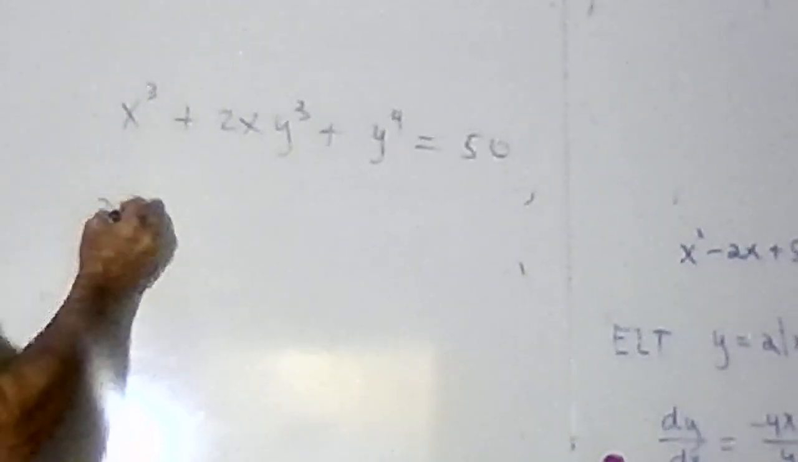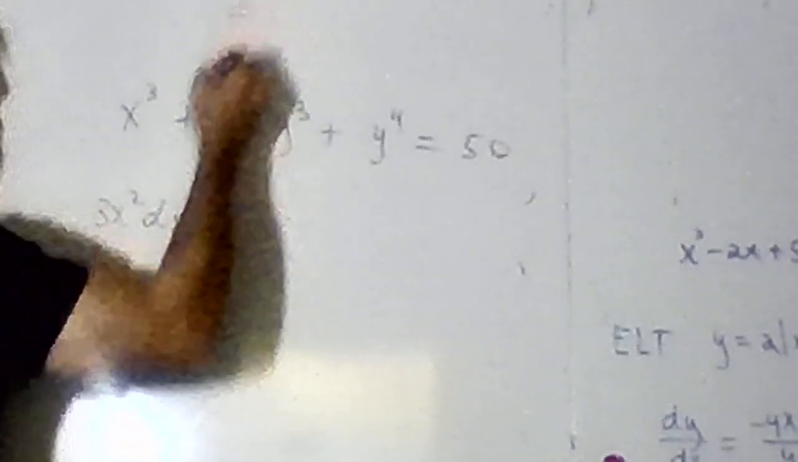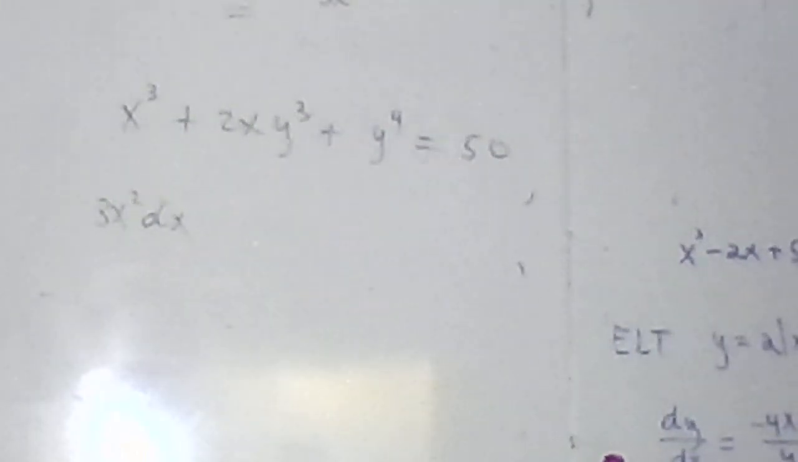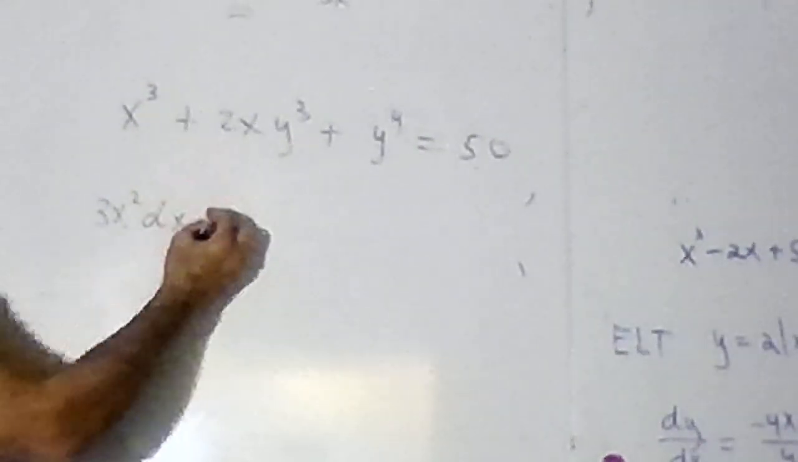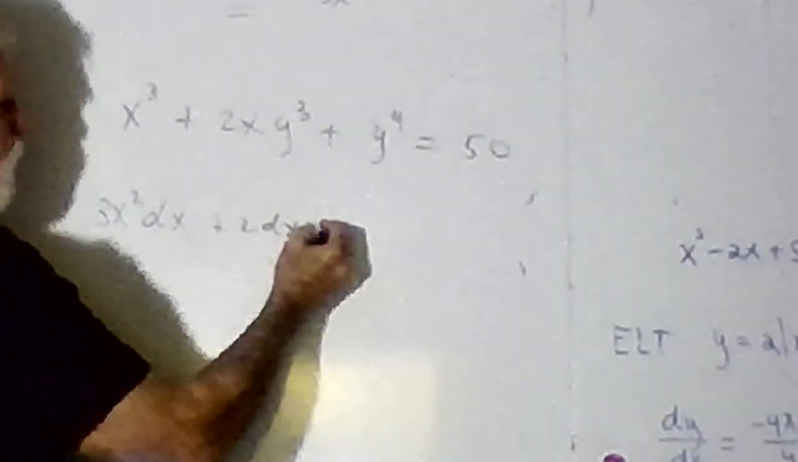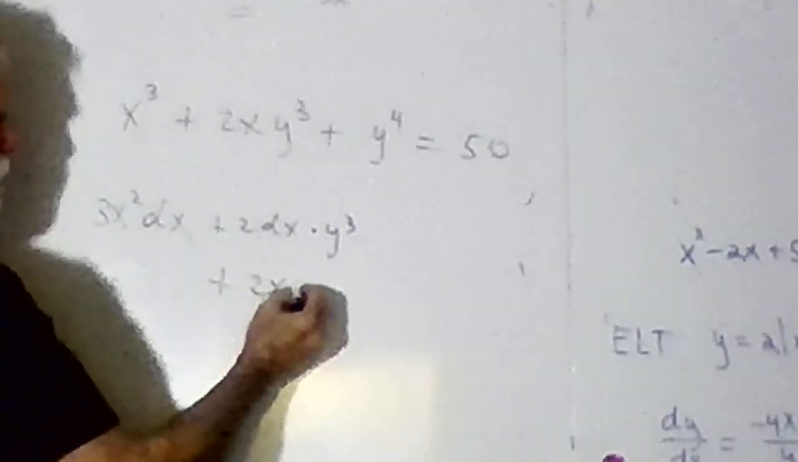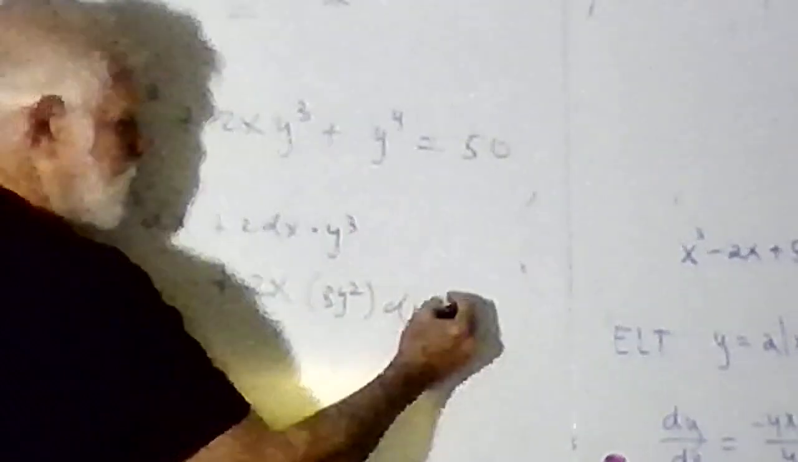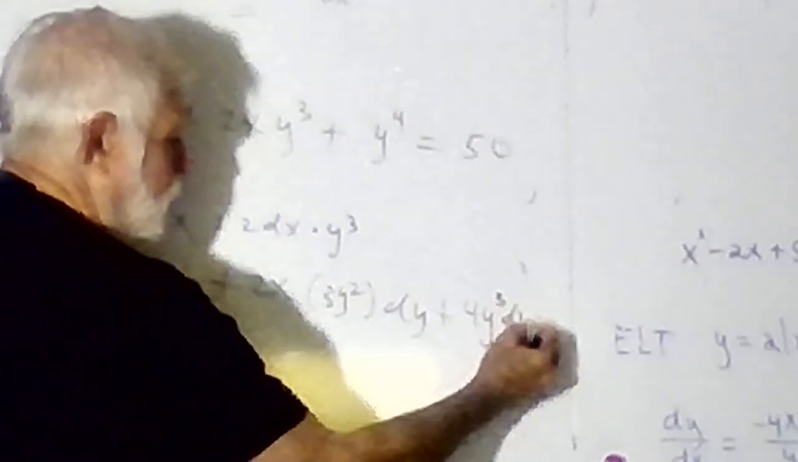So this is 3x squared dx. If I take the change, which means that on this side I could move the 3x squared over. So just to show you that you could trim down how long it takes you to do these, you could really just write your answer. All right, so now I got a 2dx times y cubed, and then I have a 2x times 3y squared dy plus 4y cubed dy equals 0.